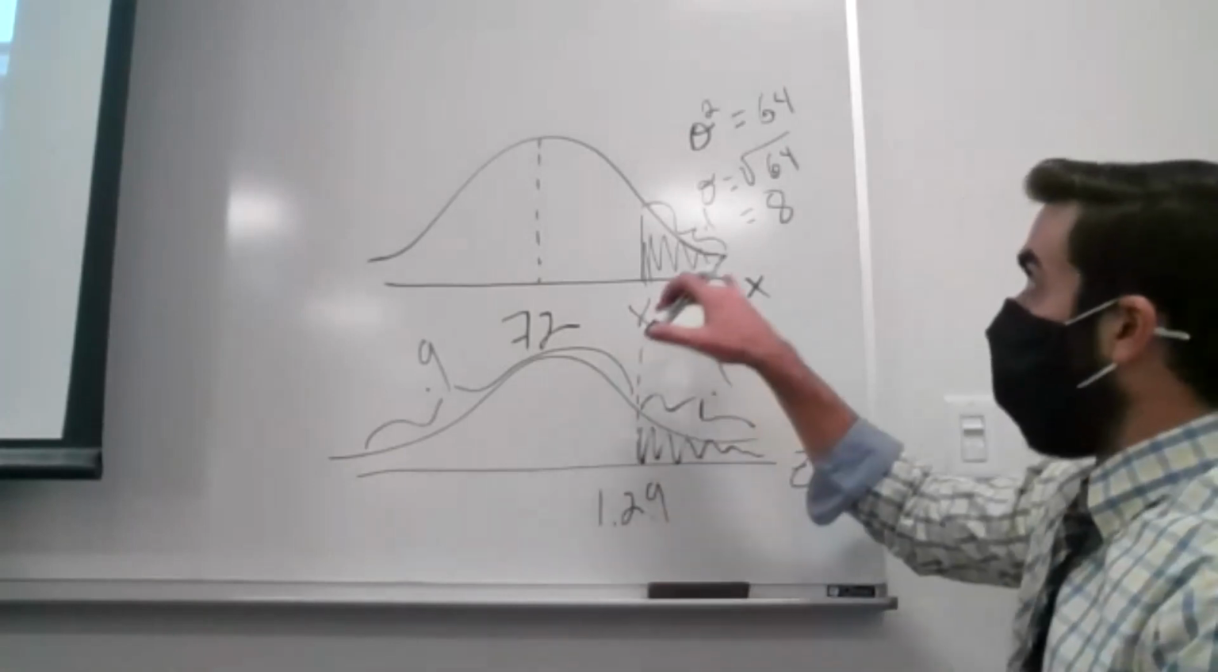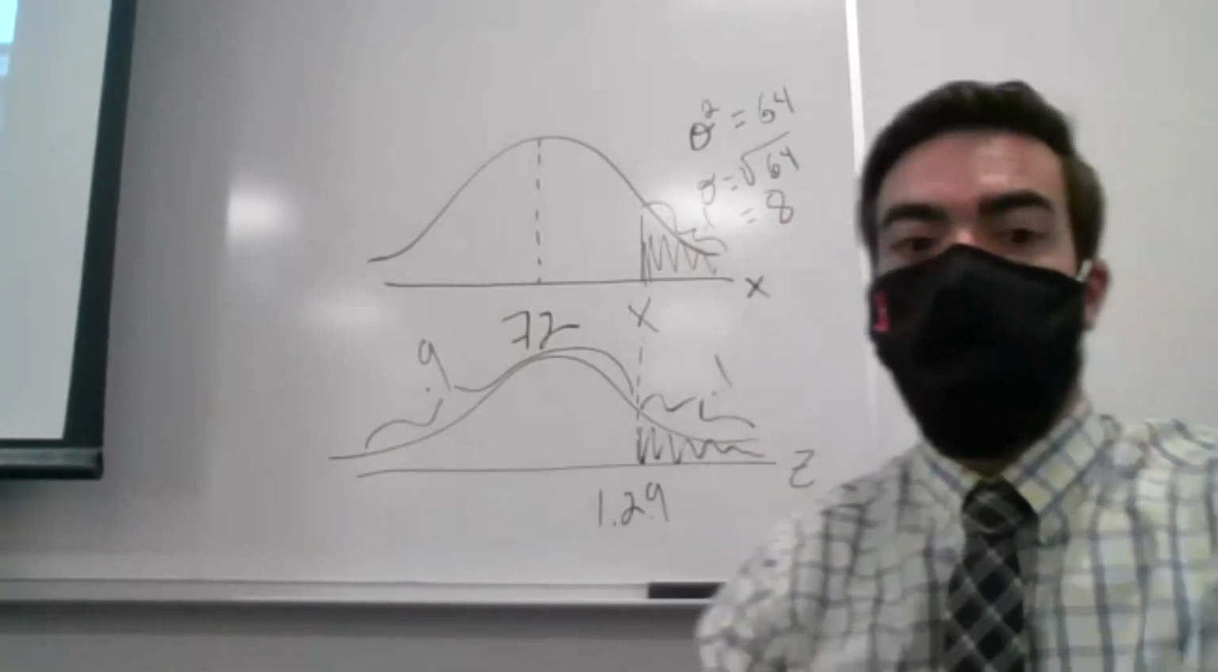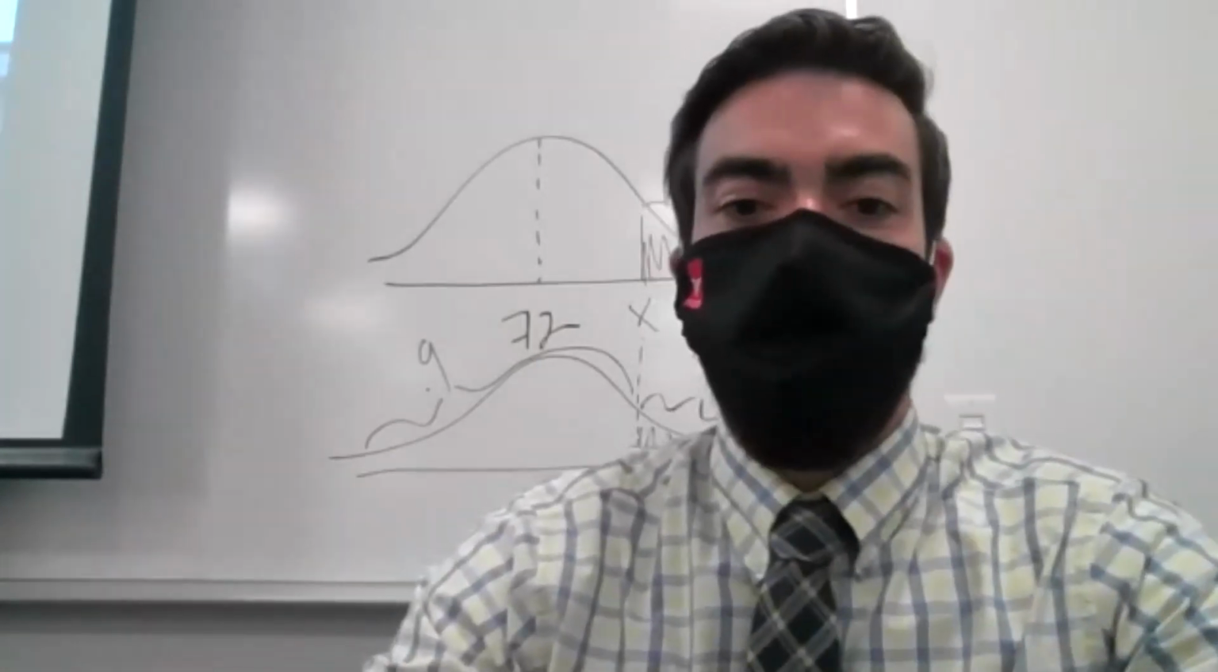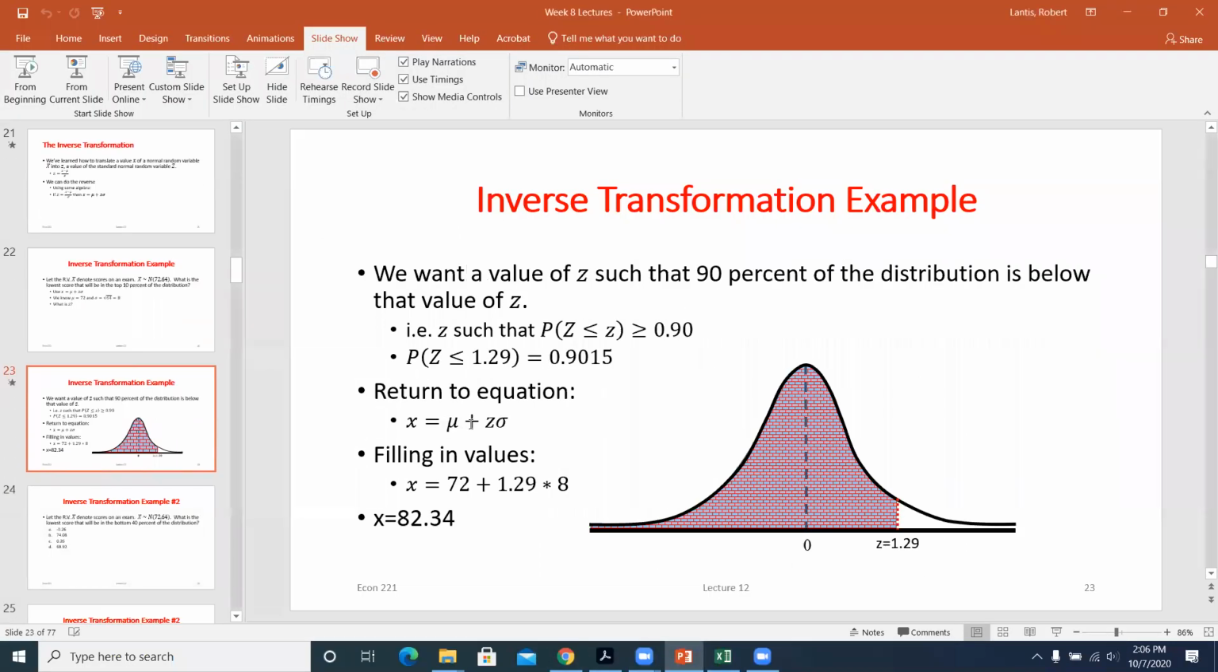Well, now that I have that 1.29, I've got my mean, my standard deviation, and that z-score. We go to that inverse transformation formula, and we got everything we need to plug it in here, right? Plug in that mean of 72, that standard deviation of 8, and our z-score of 1.29, okay? Any questions on that before we keep moving? I'll show you a different way of doing this as well.